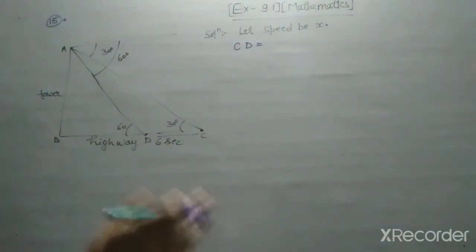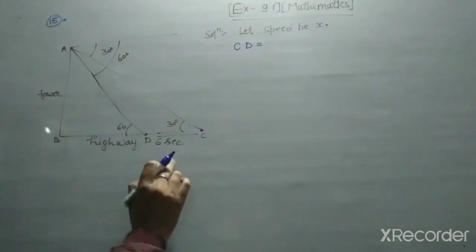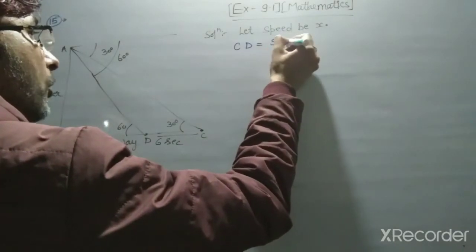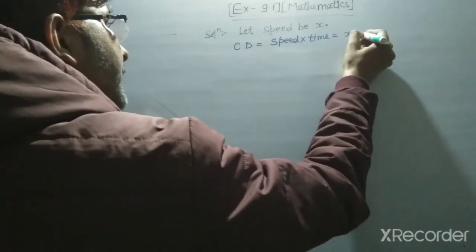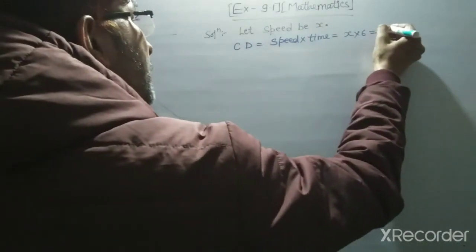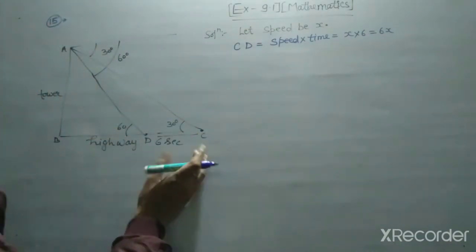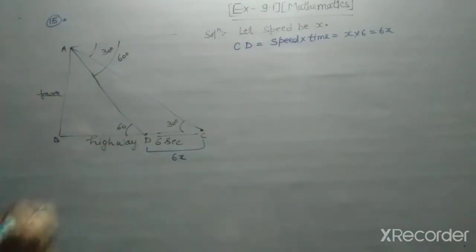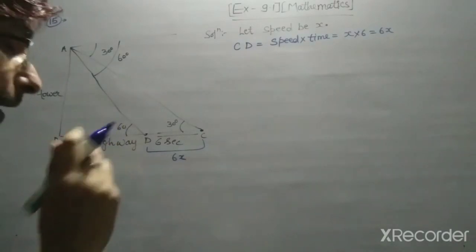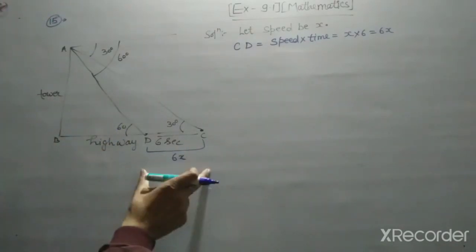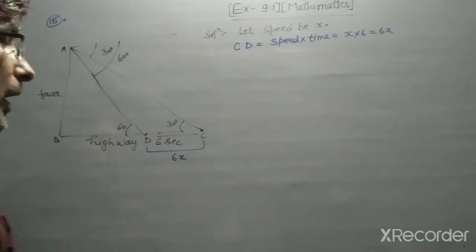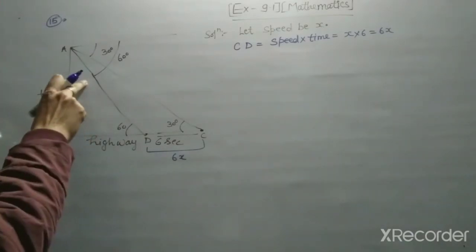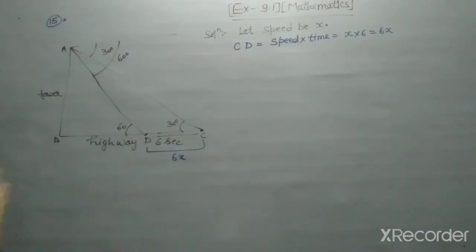So what is the formula for finding the distance with the help of speed and time? Speed into time. Okay, this is the formula, speed into time. So here the speed is X and time is 6, so this value is 6x. So the value of CD is 6x. We have to convert these things into distance, because we have to find the answer with the help of distance, not with the time. Then we have to use this triangle first, and then use the other triangle and find the distance.